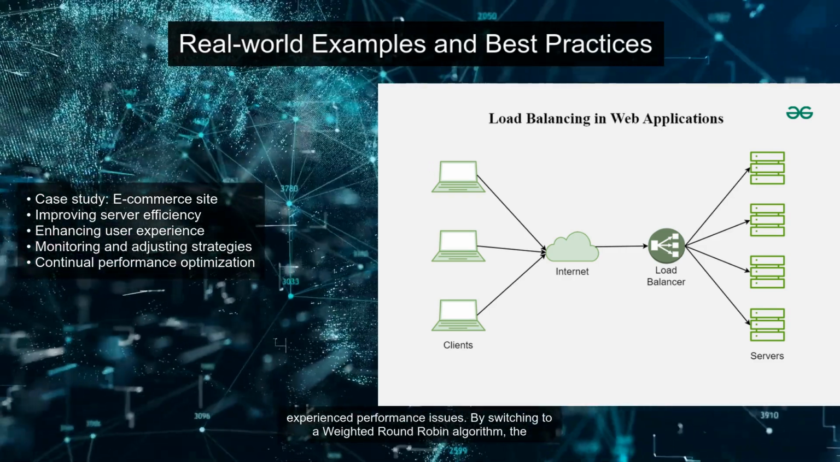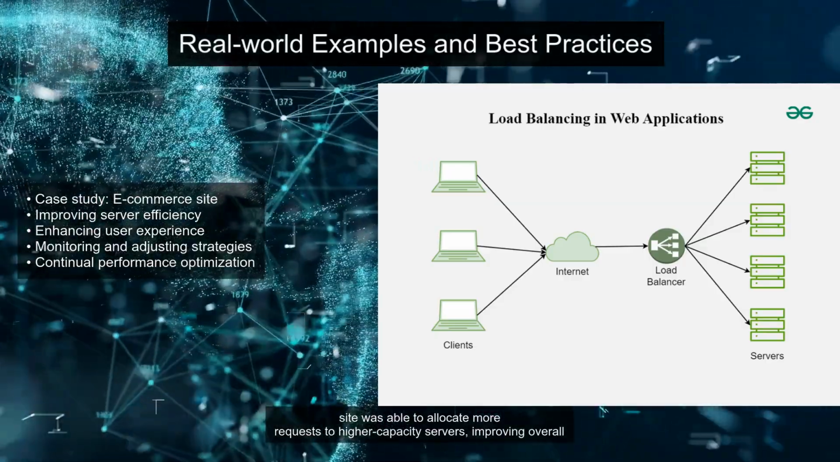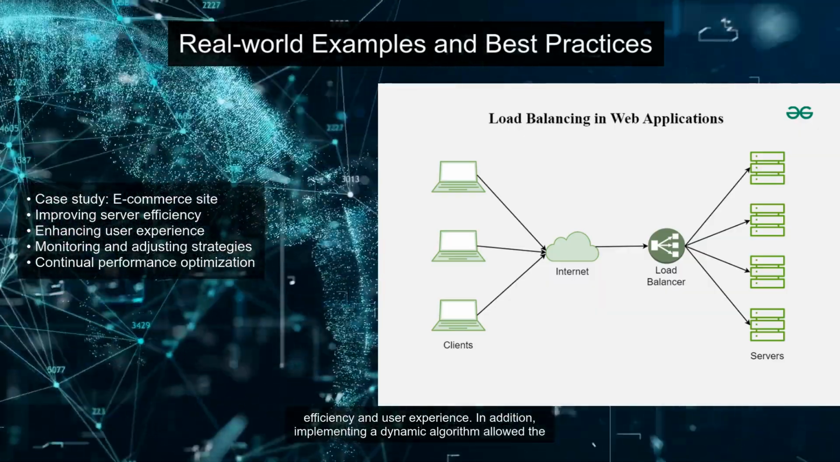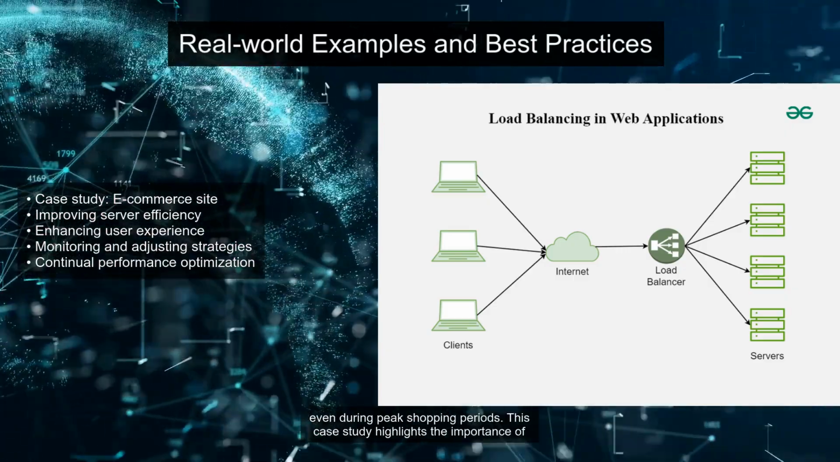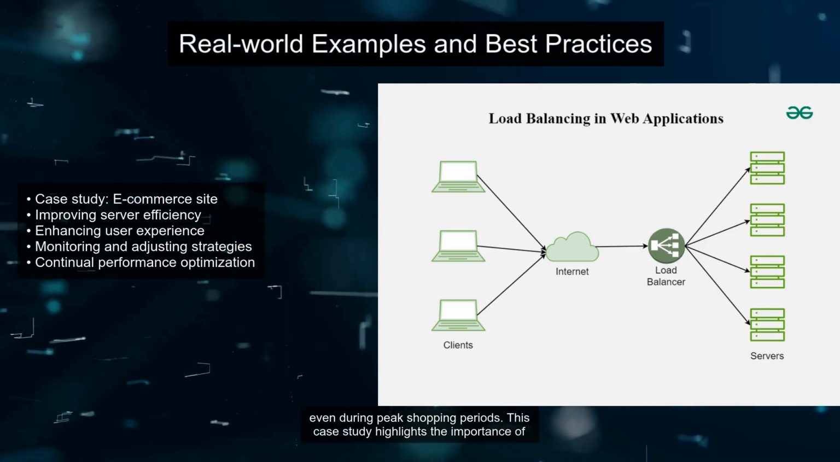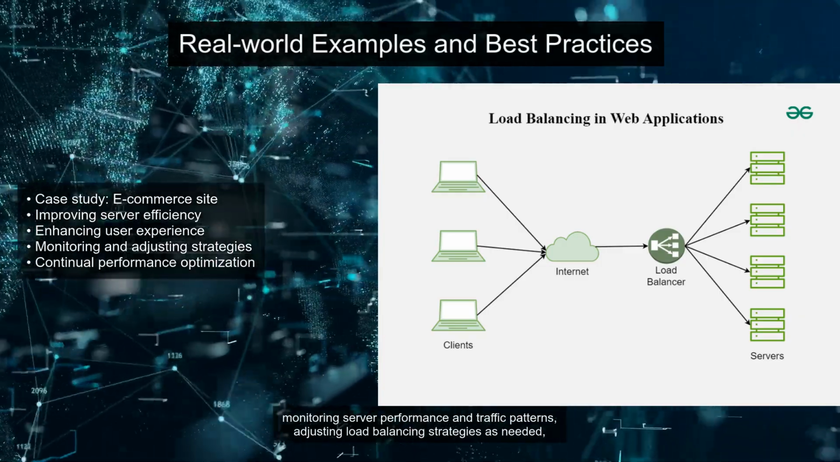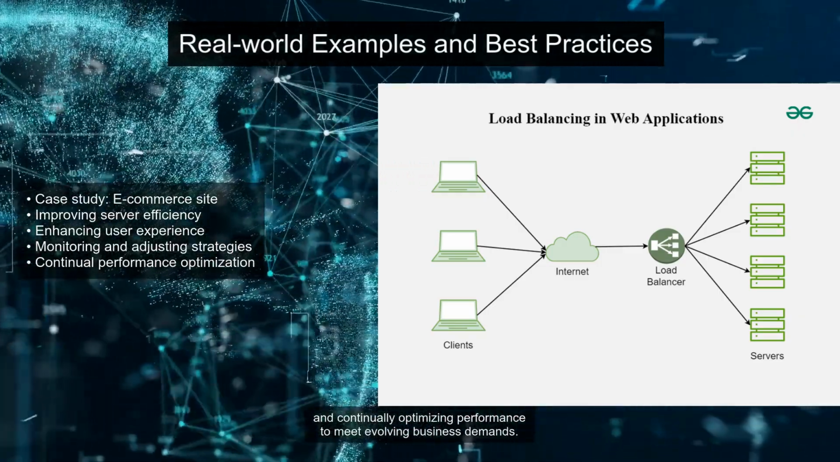By switching to a weighted round-robin algorithm, the site was able to allocate more requests to higher capacity servers, improving overall efficiency and user experience. In addition, implementing a dynamic algorithm allowed the site to adjust to changing traffic patterns in real time, ensuring consistent performance even during peak shopping periods. This case study highlights the importance of monitoring server performance and traffic patterns, adjusting load balancing strategies as needed, and continually optimizing performance to meet evolving business demands.